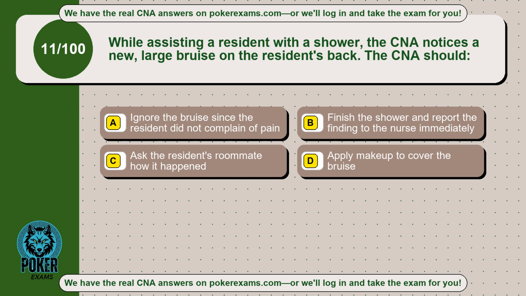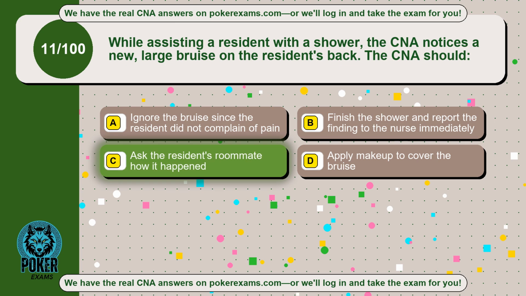Question 11. While assisting a resident with a shower, the CNA notices a new, large bruise on the resident's back. The CNA should: Option A, ignore the bruise since the resident did not complain of pain. Option B, finish the shower and report the finding to the nurse immediately. Option C, ask the resident's roommate how it happened. Option D, apply makeup to cover the bruise. The correct answer is option C.